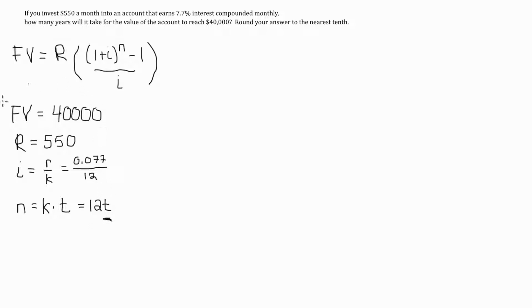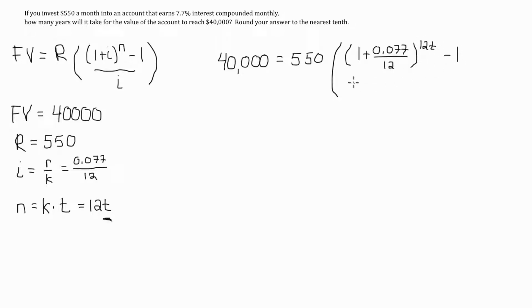Boom. Okay, so now that we've organized this so nicely, we're now going to plug everything in. We're going to use the formula and just plug it in. So FV is 40,000. And that's going to equal 550 times (1 plus 0.077, and make sure you write it as a decimal, to the 12t, and then that whole quantity minus 1), and then over 0.077 over 12.